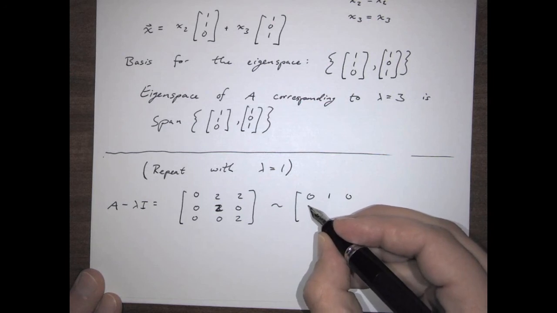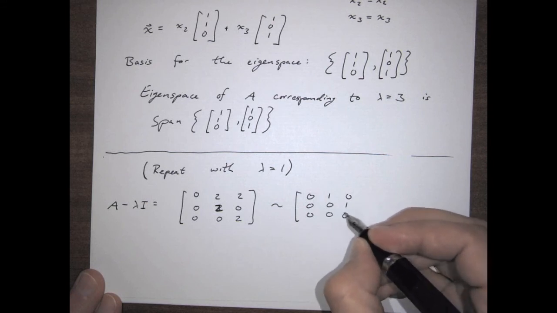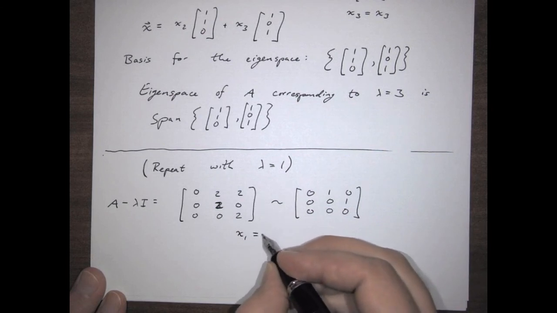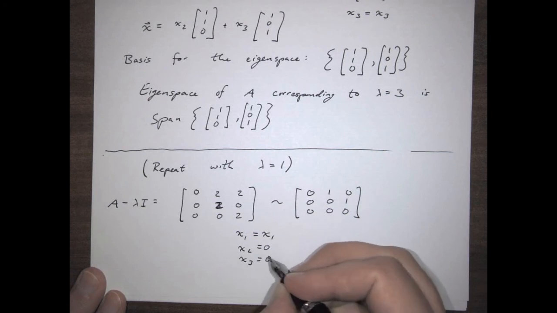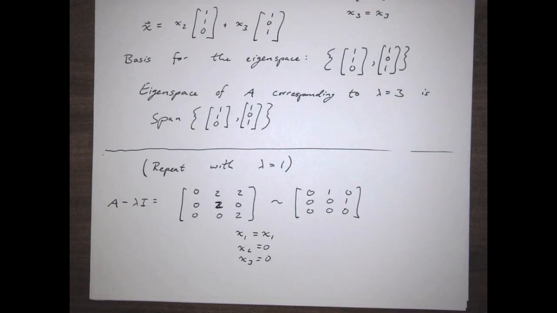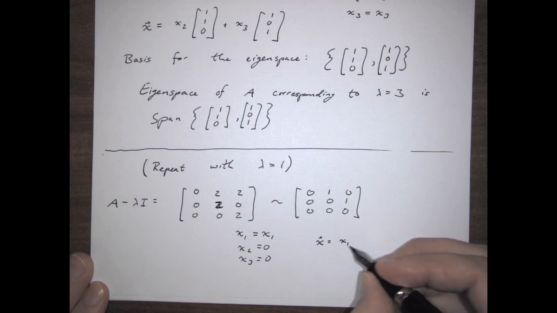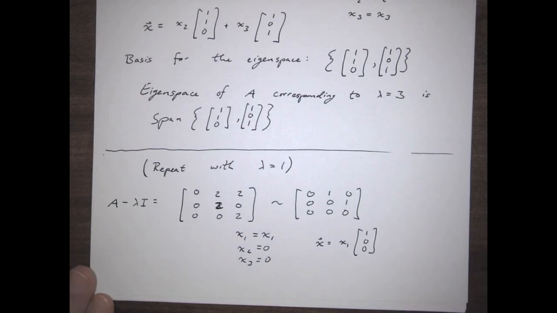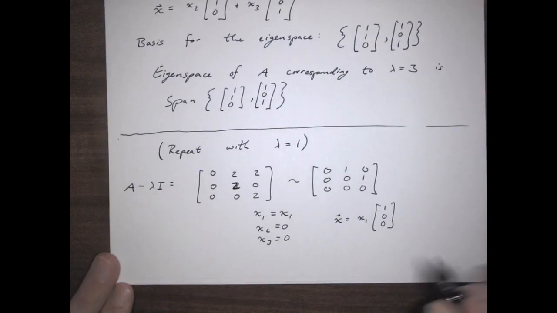We're going to get 0, 1, 0, 0, 0, 1, 0, 0, 0, which means that x1 is going to be free, x2 is going to be 0, x3 is going to be 0. Since those ones didn't have any dependence on x1 and they're basic, they're just going to be values. And so then x is going to be x1 times 1, 0, 0, which means that our basis only has one element in it and that the eigenspace is only going to be one-dimensional.